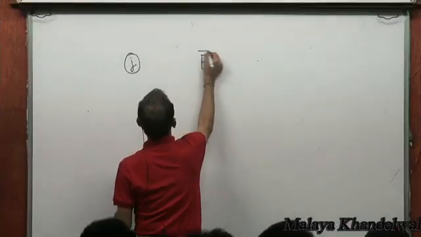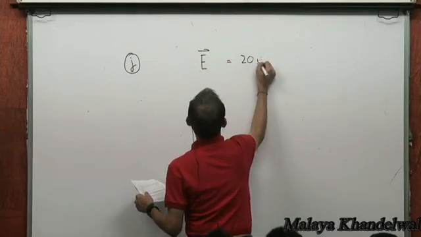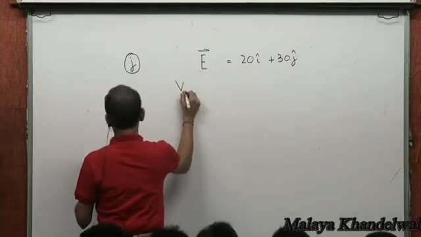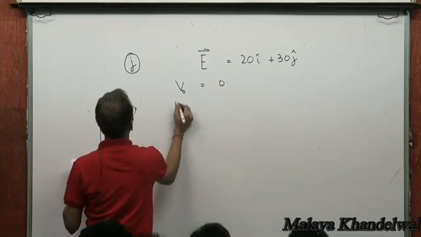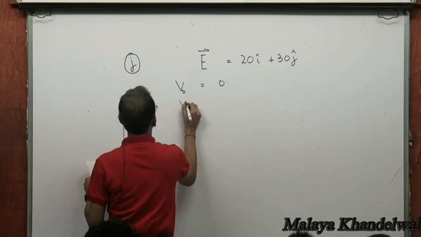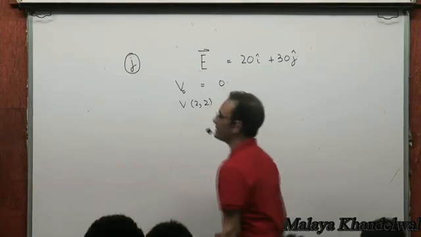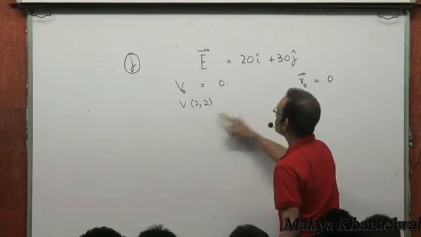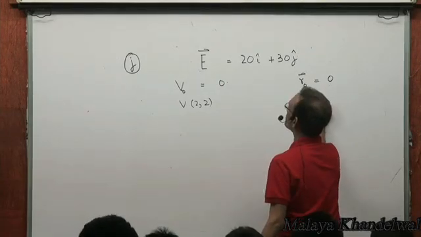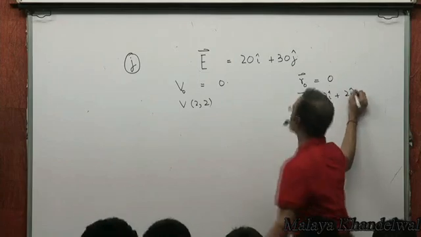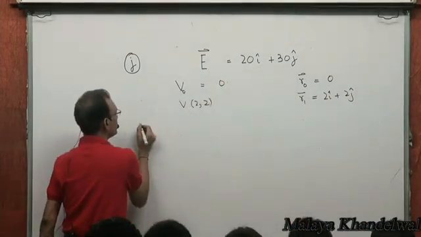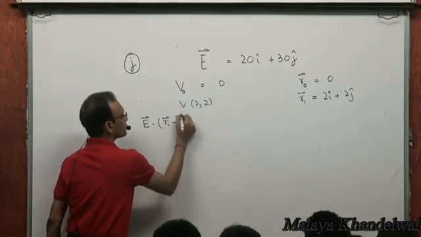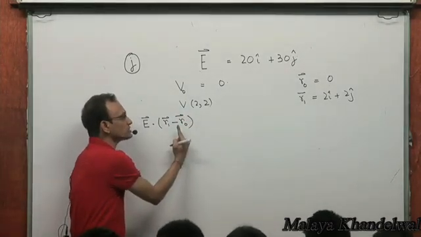There is an electric field E given by 20 i cap plus 30 j cap in space. The potential at the origin is taken to be 0. We want to find the potential at the point 2 meters comma 2 meters. That means the initial r is r naught, which is 0. The final r is r1, which is 2 i cap plus 2 j cap, the final position. Since it's a uniform electric field, E dot r1 minus r0 is the work done by the electric field when you take a unit positive charge from r0 to r1.